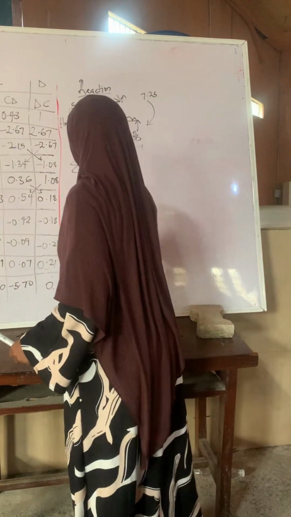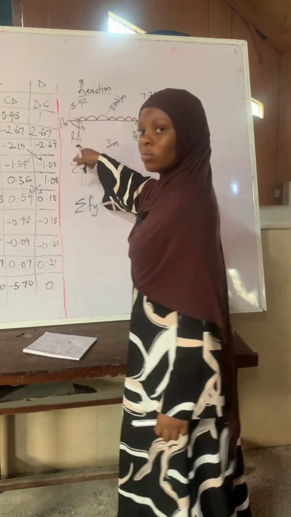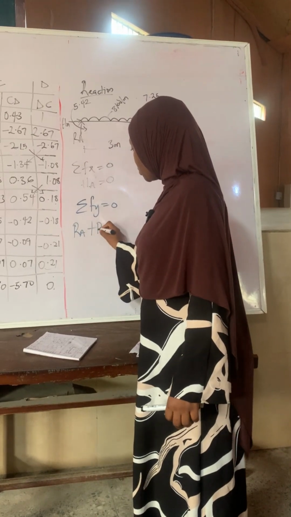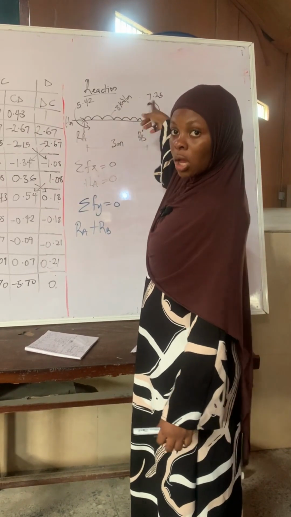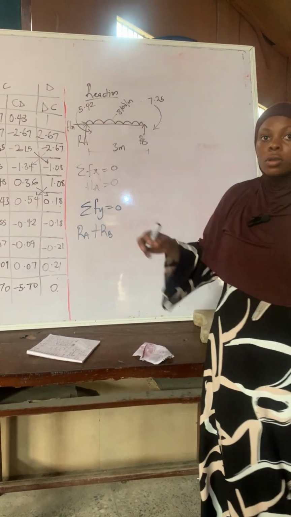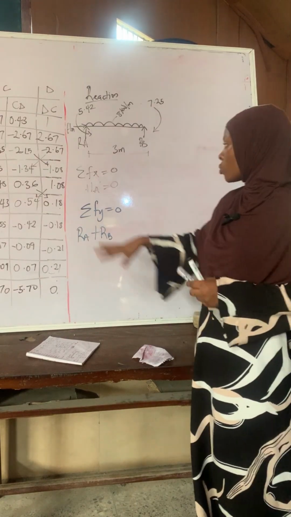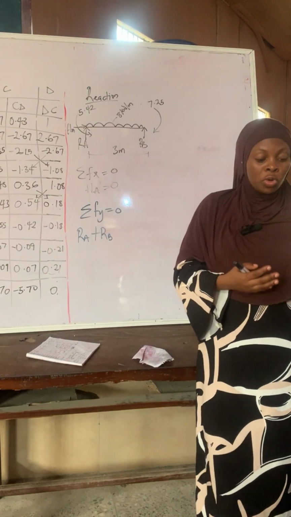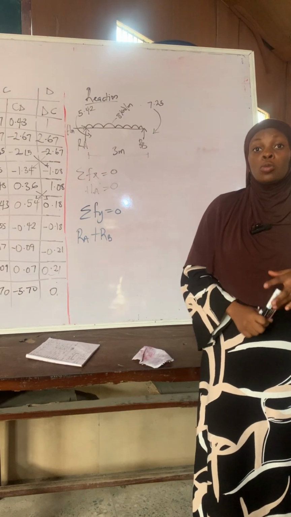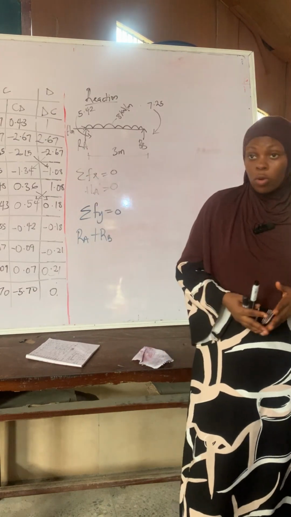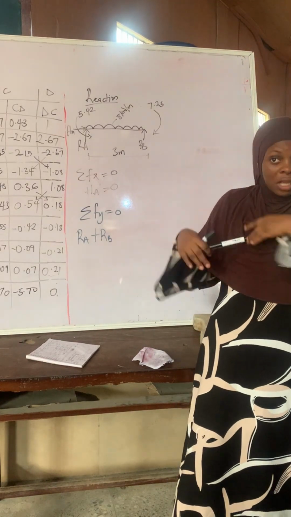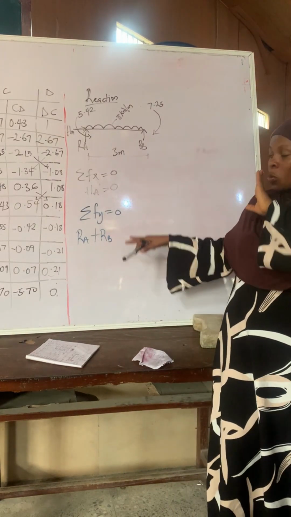So let us do our summation. Fy equals 0. When you want to solve for a reaction, you use our three equilibrium equations. Summation Fy equals 0, summation Fx equals 0, and our summation of moment equals 0. I did my summation Fx equals 0, and the only force we have on the horizontal line is our HA, which equals 0. That one is not needed here. So we move to our summation Fy.